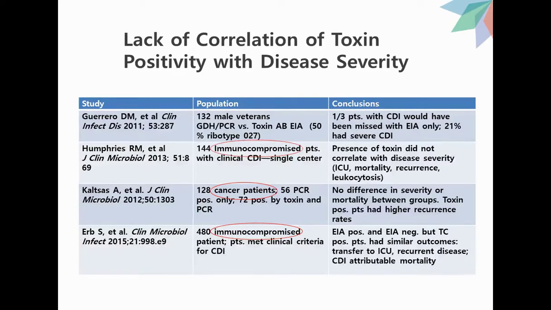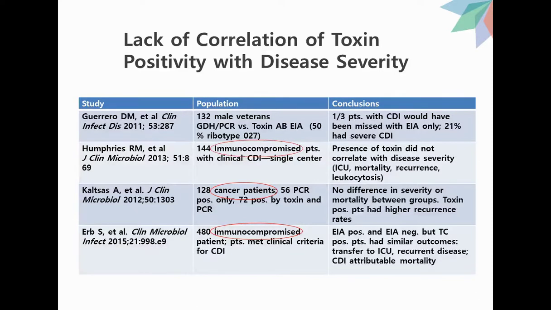In the Colitis study also, there was no difference in severity or mortality between groups, although the toxin-positive patients had higher recurrence rates. And in the Erb study, EIA positive and EIA negative, but toxigenic culture positive patients also had similar outcomes. That study was actually kind of interesting.